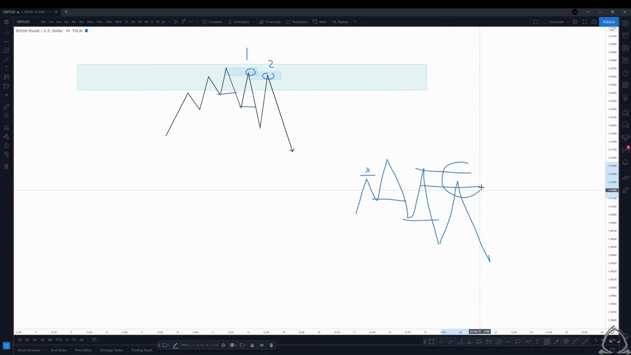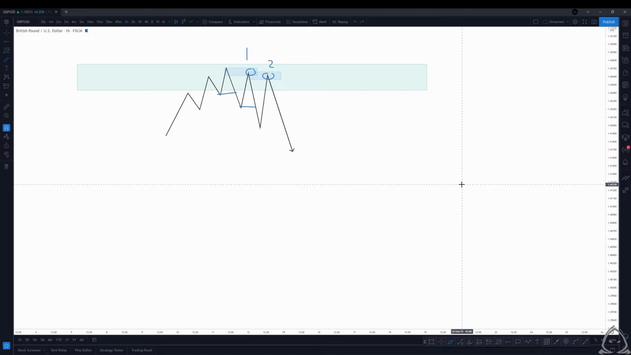This would be the much safer entry versus this one, because this entry number 1 doesn't actually confirm that the structure has changed, that there has been a change of character, anything like that. So when we look for entry number 2, that's the best way to position yourself.